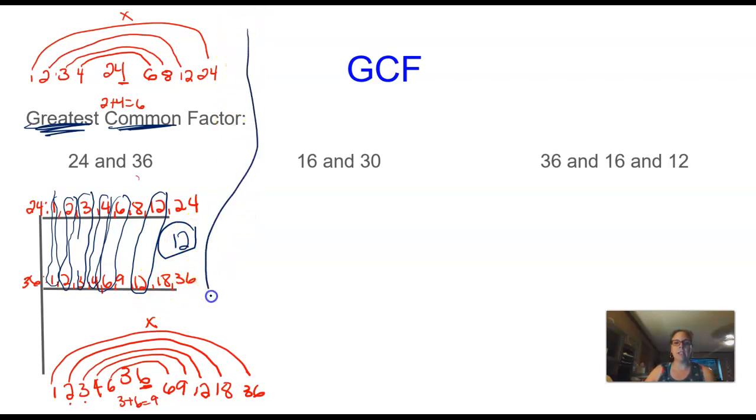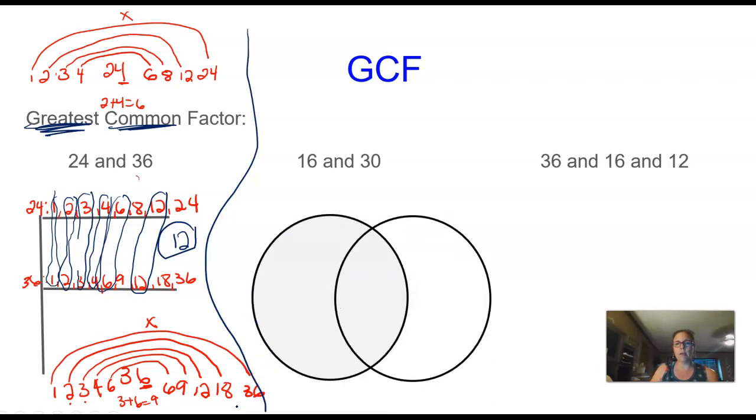Okay, I'm going to show you a different way to do it, and you can pick which way you like. This is called a Venn diagram. So if we take our factors of 16, we have 1 and 16. I'm going to try to squeeze it up here. It's even, so 2 and 8.